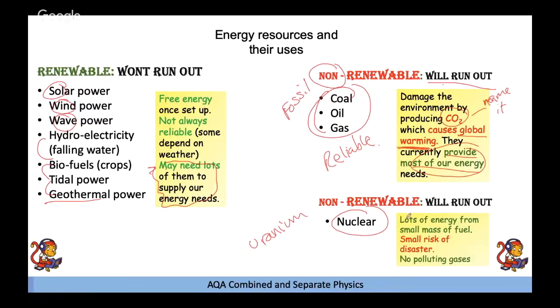Now, a good thing about this, you get lots of energy from a small mass of fuel. That means we don't need lots of transport, carrying trainloads of coal up and down the country, or pipes carrying gas up and down. Now, there is a small risk of disaster. If the disaster happens, the disaster is pretty bad, like Chernobyl, the Russian Ukrainian power station that blew up in the 80s. And the good thing about this is there's no polluting gases, so no CO2, when the electricity is being made.